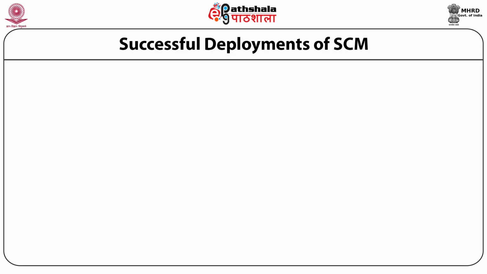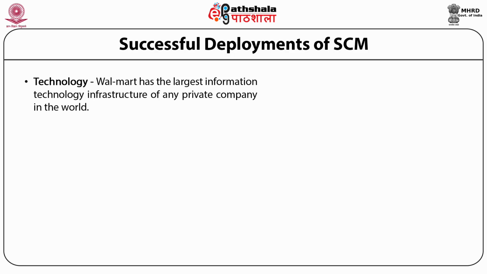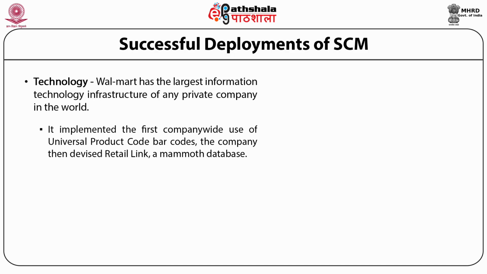Then we talk about the intervention of technology, and how it has helped them adopt the best supply chain management practices. Walmart has the largest information technology infrastructure of any private company in the world. It implemented the first company-wide use of the universal product code, that is, barcodes. The company then devised Retail Link, a mammoth database. Retail Link is connected to analysts who forecast suppliers' demand to the supplier network, which displays real-time sales data from cash registers and to Walmart's distribution centers.